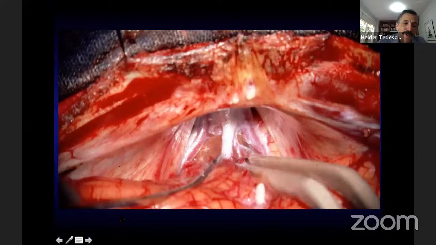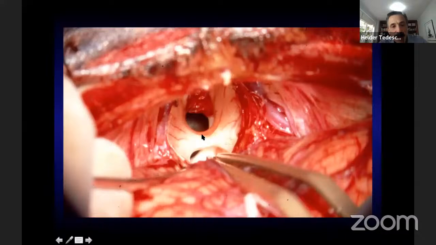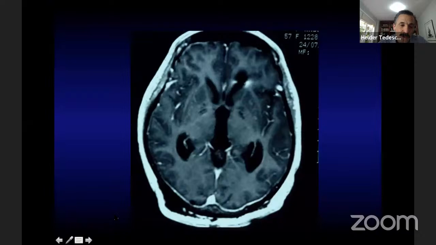Dr. Javier has shown beautiful views of this region after removal of the tumor. And that's what you can see. This is massa intermedia. This is the roof of the third ventricle. Post-op. Let me show you another one. This is a bigger tumor.